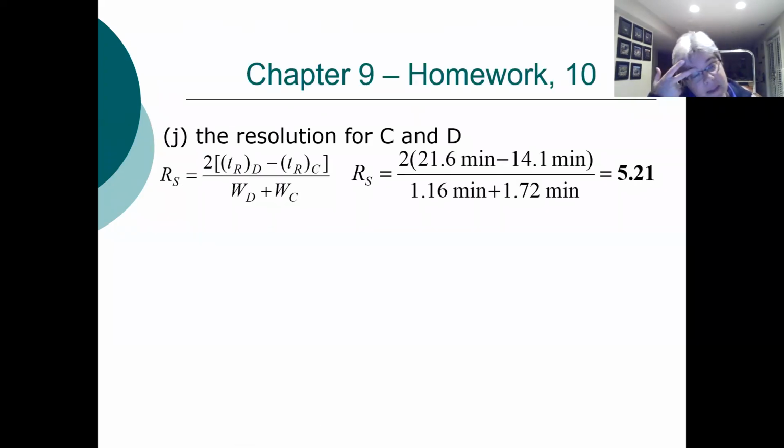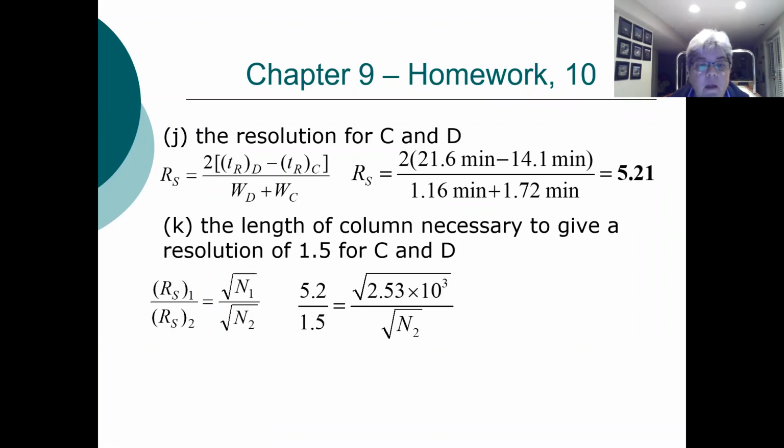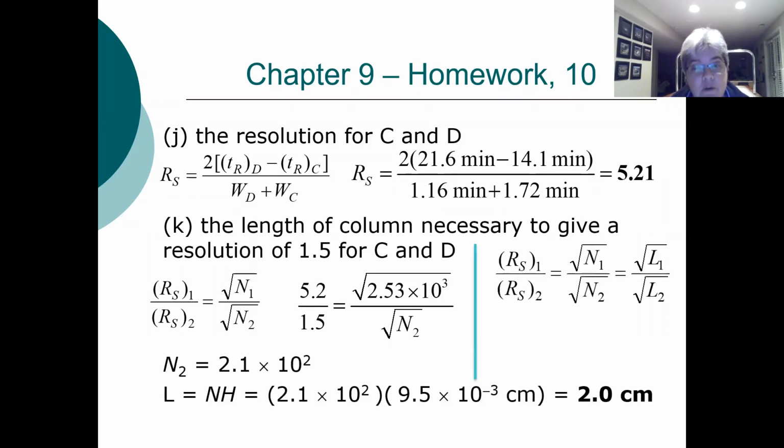All right, and then finally, J and K was just the same thing, but now for C and D, the resolution 5.21 and the column length to reduce this resolution. Again, you can go through N, but again, it is simpler to just go through the length. So it's easier to do it this way over here. Either way, you get the correct answer.